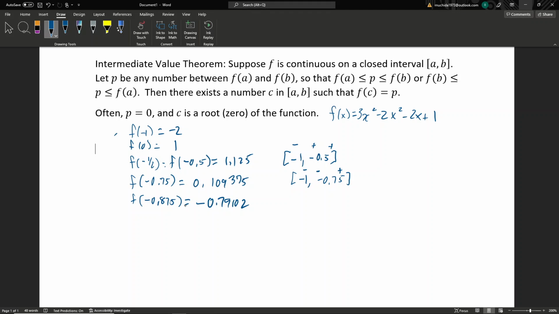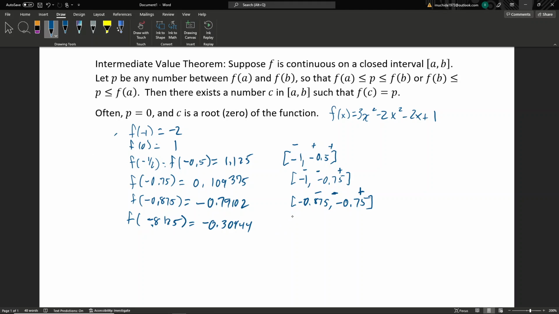So now we must be between negative 0.875 and negative 0.75, because again, it was negative there, positive there. So we got it a little smaller, and it must be between these two values. Again, find the value halfway in between: add those two values, divide by 2, so you get negative 0.8125. Plug that into the function, you get about negative 0.30444, which is negative.